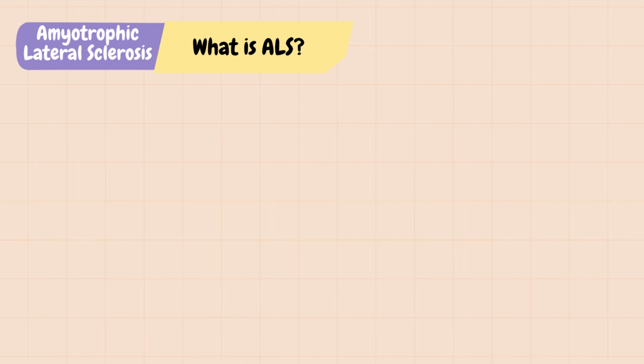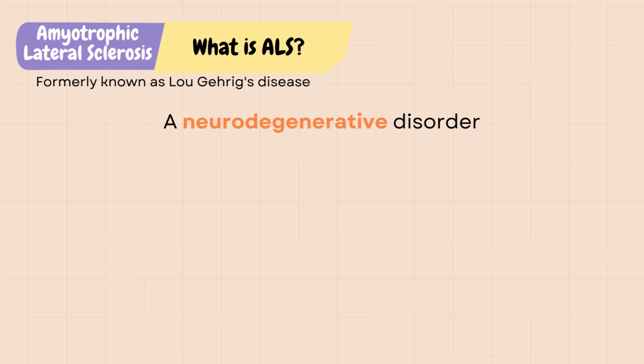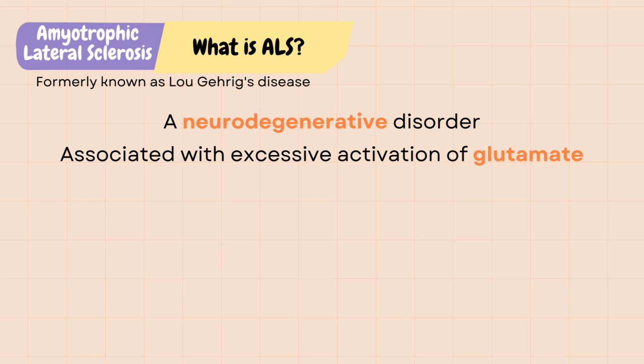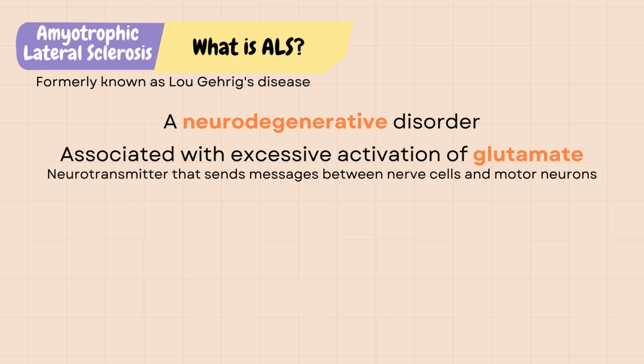ALS, or amyotrophic lateral sclerosis, is formerly known as Lou Gehrig's disease, named after a famous New York Yankees baseball player who had the disease. Unlike GBS and MS, which are both autoimmune disorders discussed in my previous videos, ALS is a neurodegenerative disorder that affects the motor neurons. ALS is thought to be associated with excessive activation of glutamate, which is a neurotransmitter that sends messages between nerve cells and motor neurons.